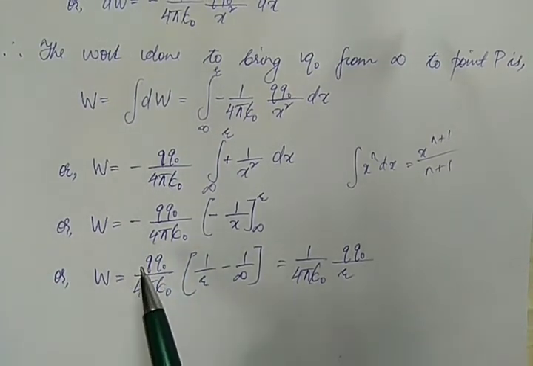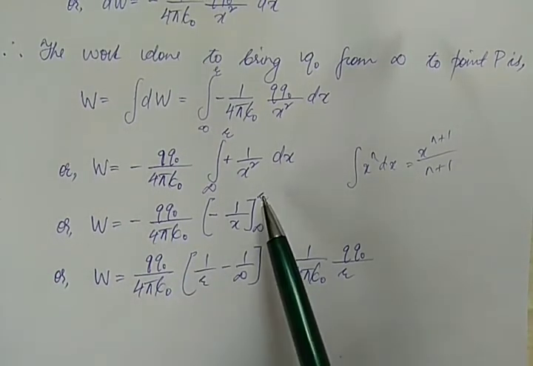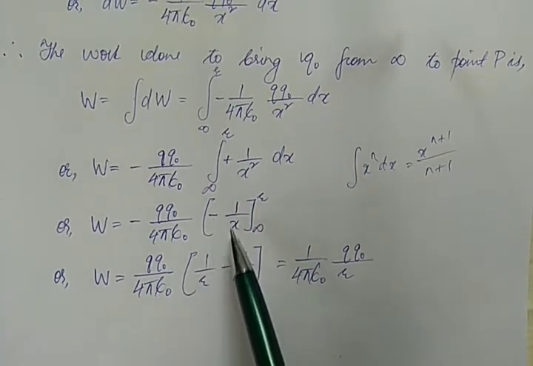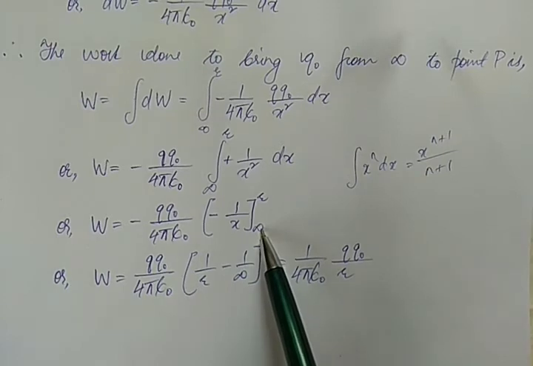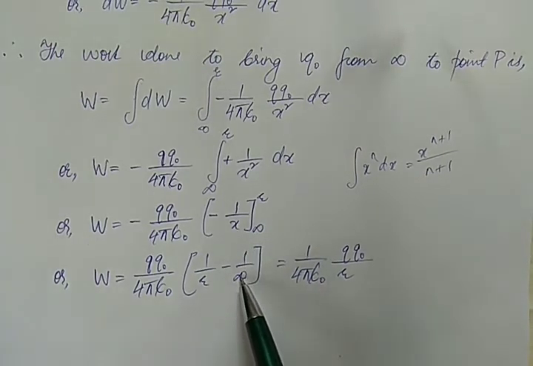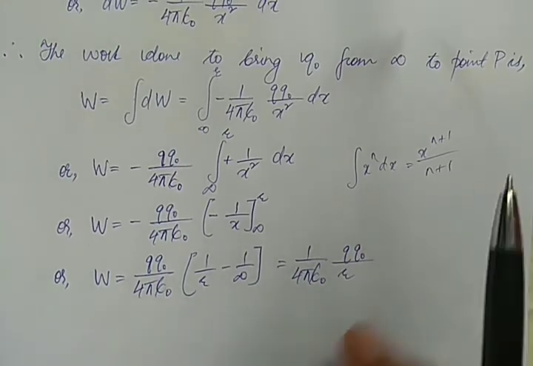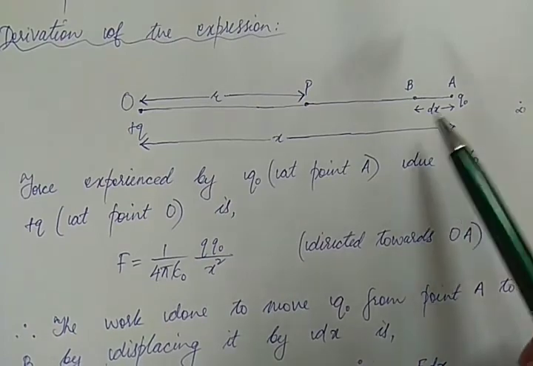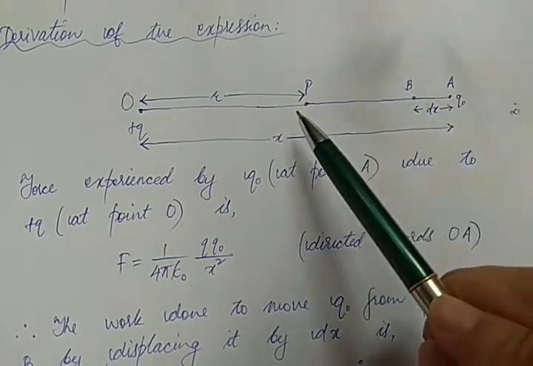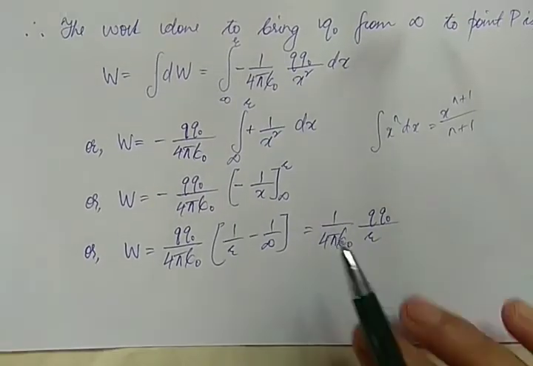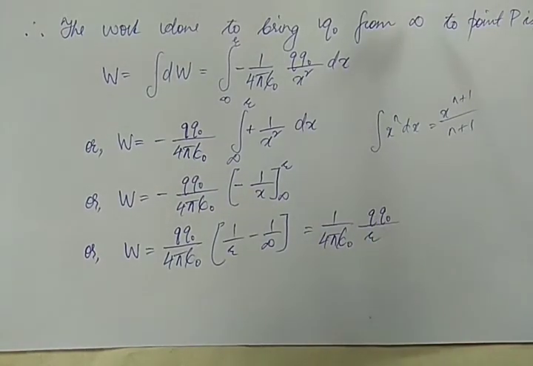So we have W is q naught by 4 pi epsilon naught, substituting the upper limit, 1 upon r, minus substituting the lower limit, 1 upon infinity. 1 upon infinity being 0, W becomes equal to 1 by 4 pi epsilon naught, q naught by r. So the work done to bring charge q naught from infinity to point P, as you can see, is 1 by 4 pi epsilon naught, q naught by r.